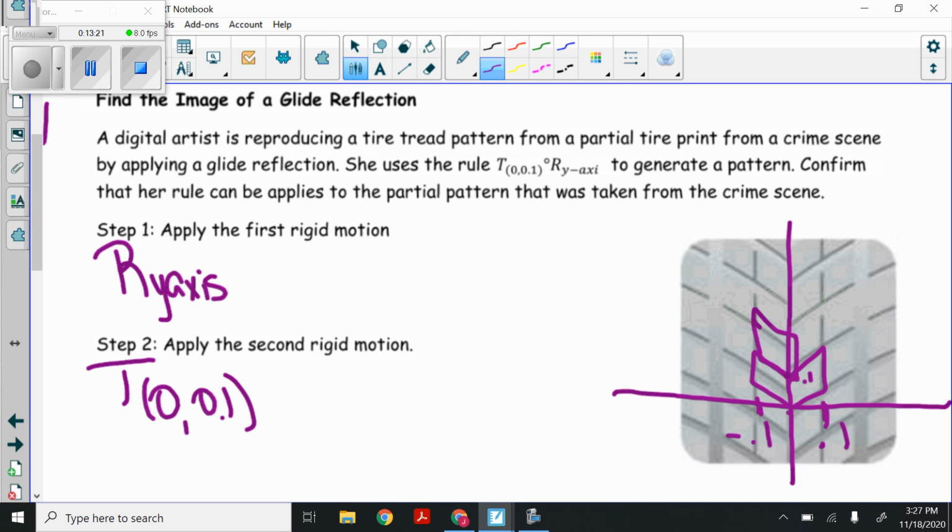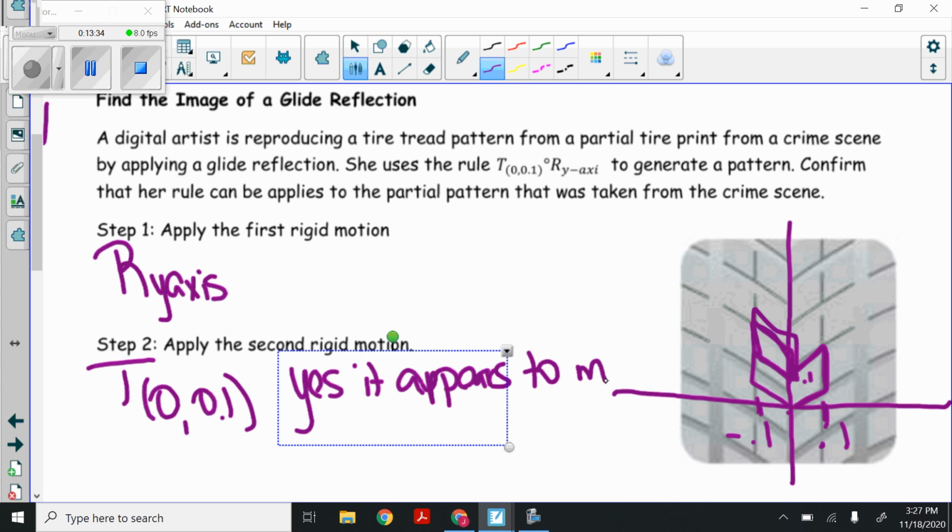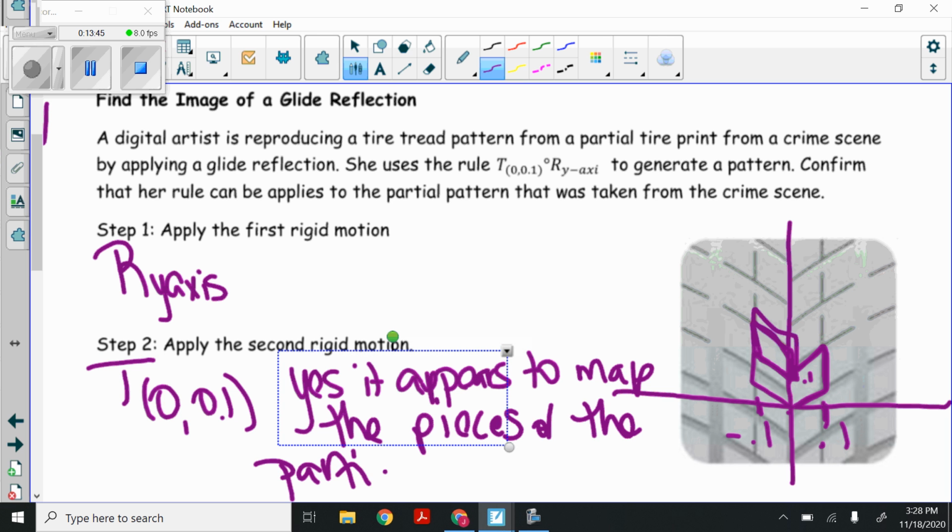Right? Do I get on that same pattern? Yes, I do. So yes, it appears to map the pieces of the partial pattern to itself. So yes, the composition of rigid motions that she came up with, her rule, appears to work in this. All right.